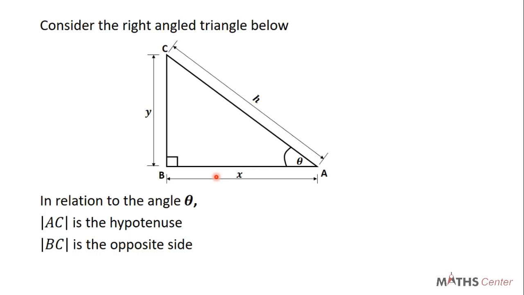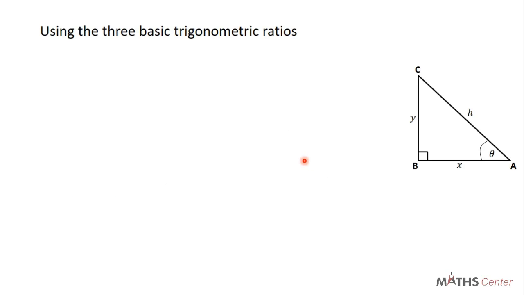Then the other remaining side is the adjacent. So here AB is the adjacent side. So considering this angle theta, AC is the hypotenuse, BC is the opposite side, and AB is the adjacent side. How do we use the trig ratios to find the value of this angle here, angle theta? We are going to take the trig ratios one after the other.